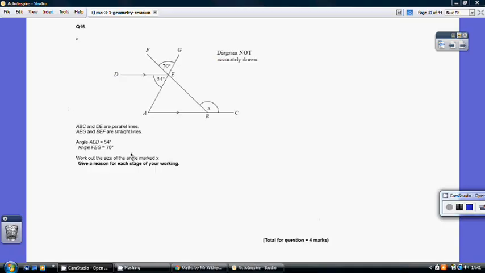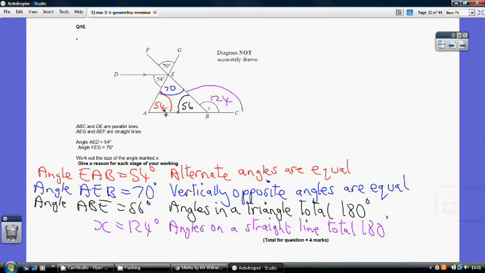Question 16. Now you've got to be careful here because it emphasises the need for you to give a reason for each stage of your working. So each step must include a reason. So I've started off with this angle here, it's angle EAB, and I've said that that's 54 degrees because alternate angles are equal. So this is 54, this is also 54. So the Z angle rule, alternate angles are equal.